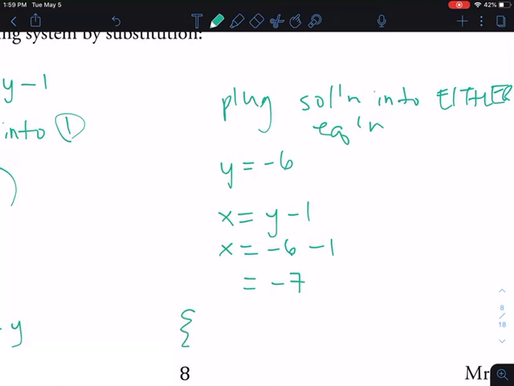So then our solution, the set of all points x, y that make the statement true, is the point negative 7, negative 6. Remember to always write your x, y in order here. Okay, not the order you solved it in, but the actual order of x and y.